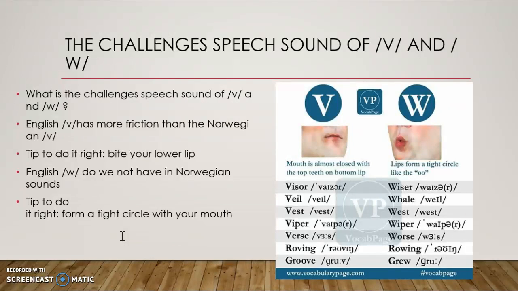To help the learners to do it right, we have to teach them the differences between v and w. Imagine that there is an O in front of the W when you say window. When you say v, you bite into your lip with the teeth in the upper mouth.